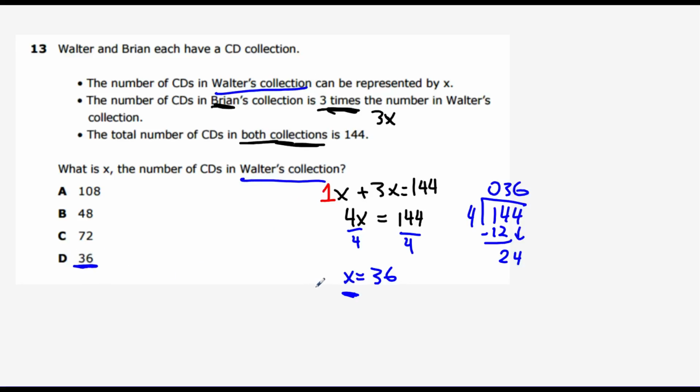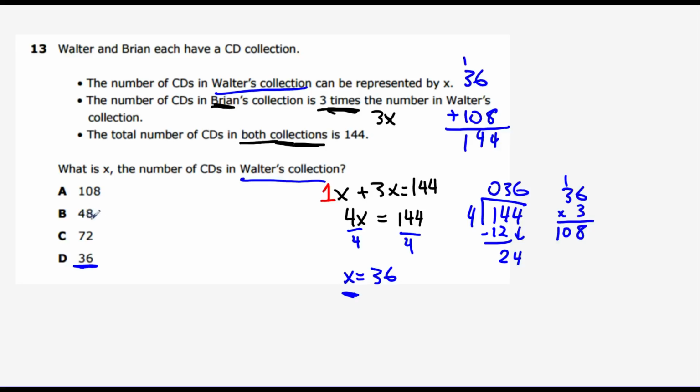It should be 36. To check this, if Walter has 36, and his buddy has 3 times as much as that, what is 36 times 3? It's 108. That's Brian. And if we add those together, does that give us 144? 6 plus 8 is 14, carry the 1. Sure enough, there it is.